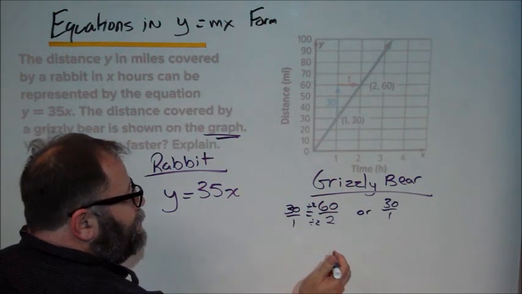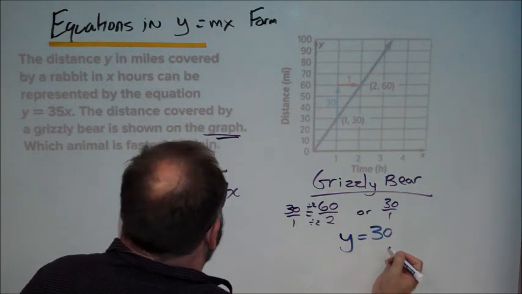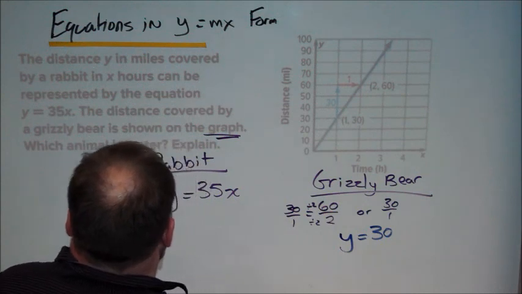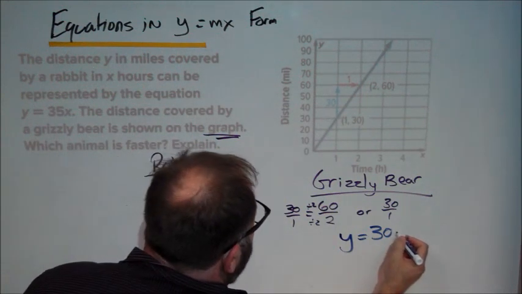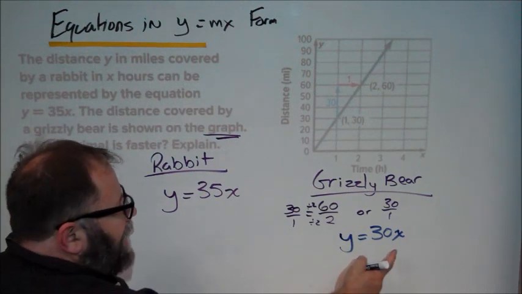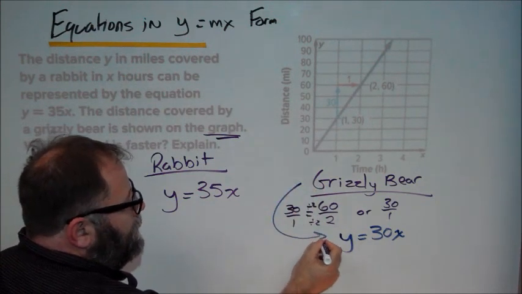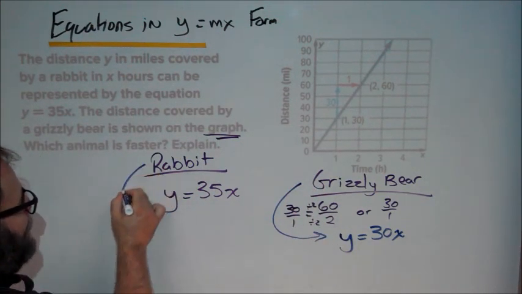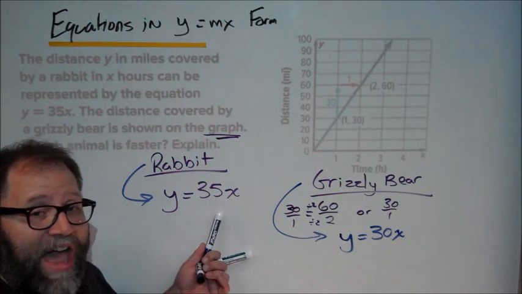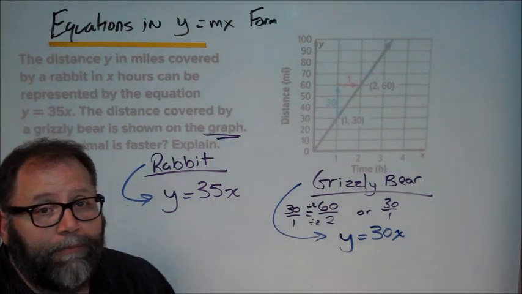And now that we have a slope for this one, we can write the distance traveled as 30x. This is our time, this is our distance traveled. Now, the grizzly bear is at that rate. The rabbit is at this rate. So we can see that the rabbit is faster. The rabbit's going to cover more distance than the grizzly bear per hour.